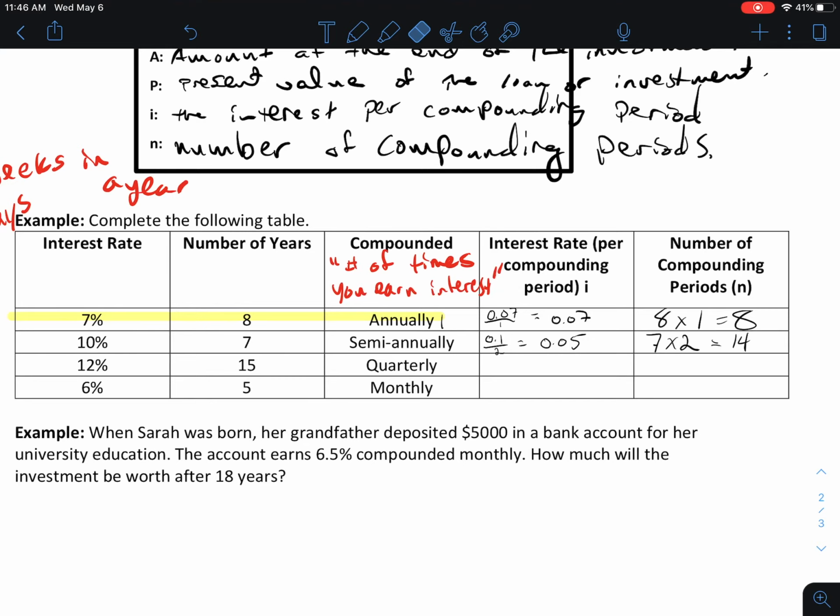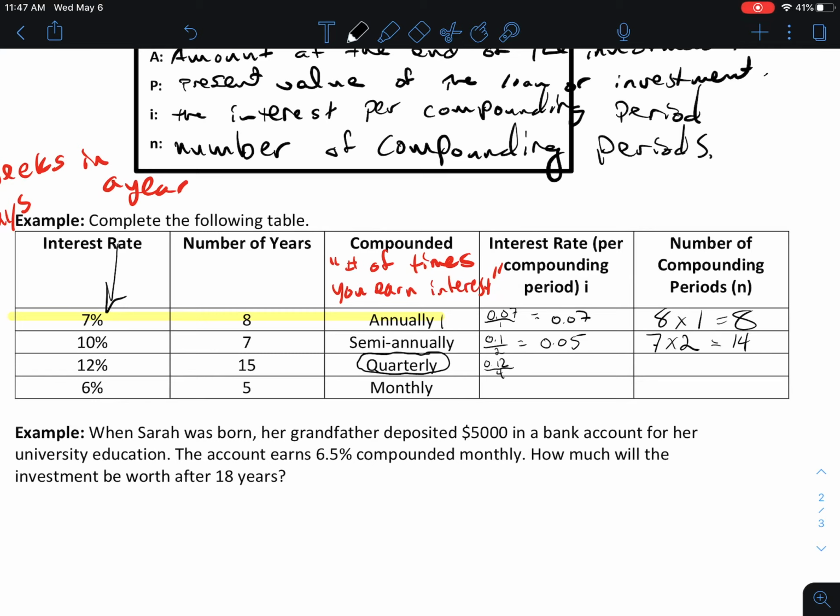Okay, now quarterly, we're starting to get the hang of this, but it's important to know the terms here, because that's going to change what ends up happening ultimately to the amount of money that you're going to see at the end of an investment. That's where you're earning compounded interest. So your interest rate here is going to be 0.12. Now it's compounded quarterly.